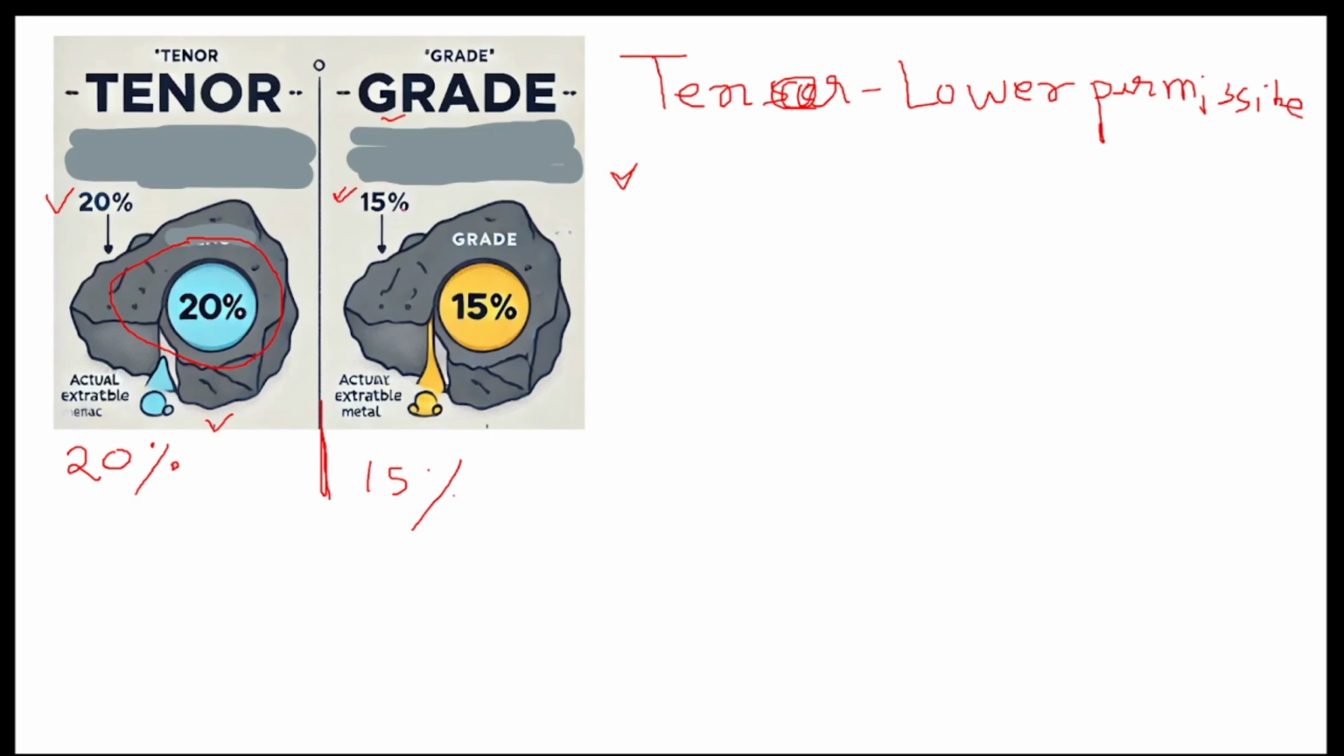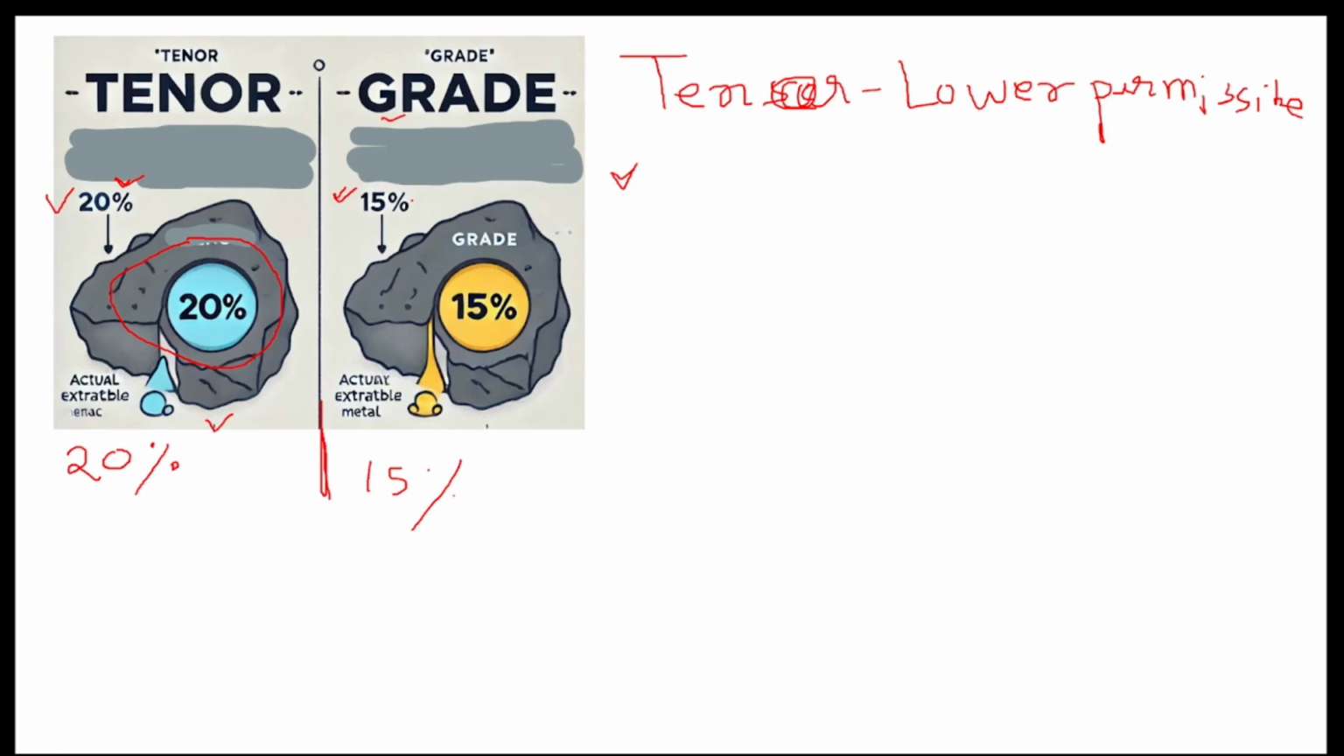If we ask whether this grade is good, low or medium, well, our tenor was 20%, but unfortunately we got a 15% grade after processing. So we will call it a medium grade ore, alright, because the metallic content we thought to get was around 20%, but it has decreased. It is 15% right now.